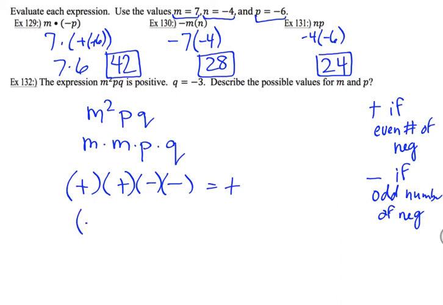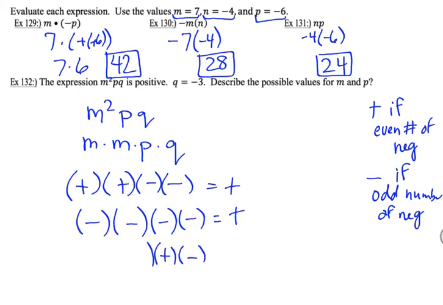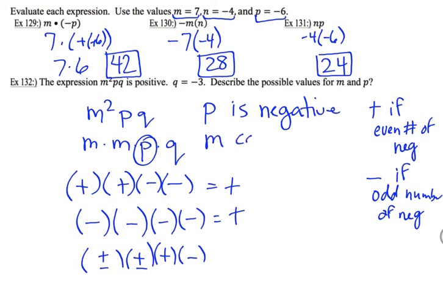Great. This can also happen when m is negative. We get 4 negatives, so we will get a positive answer. We cannot make it work with p being positive. If p is positive, there's no way to get an even number of negatives. Whether or not we put in m as a positive or a negative, we will not get an even number of negatives, so it cannot be positive. So the only thing that has to be true is p is negative. It has to be negative. M can be anything.